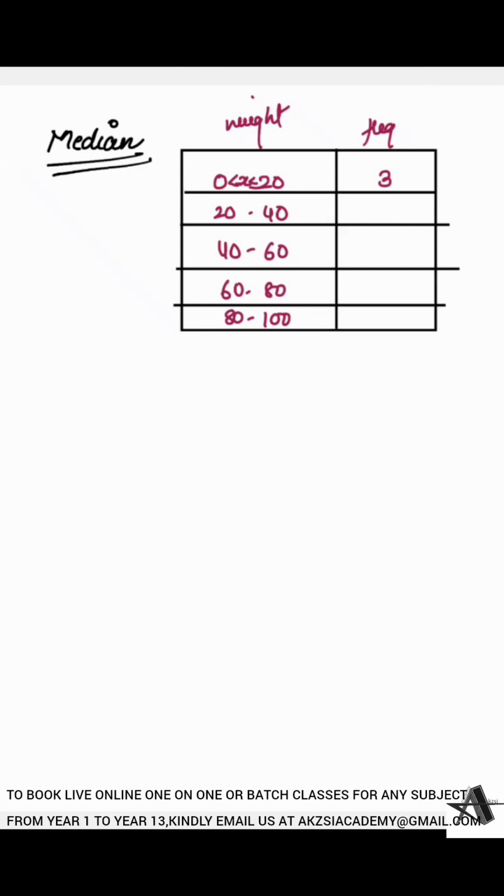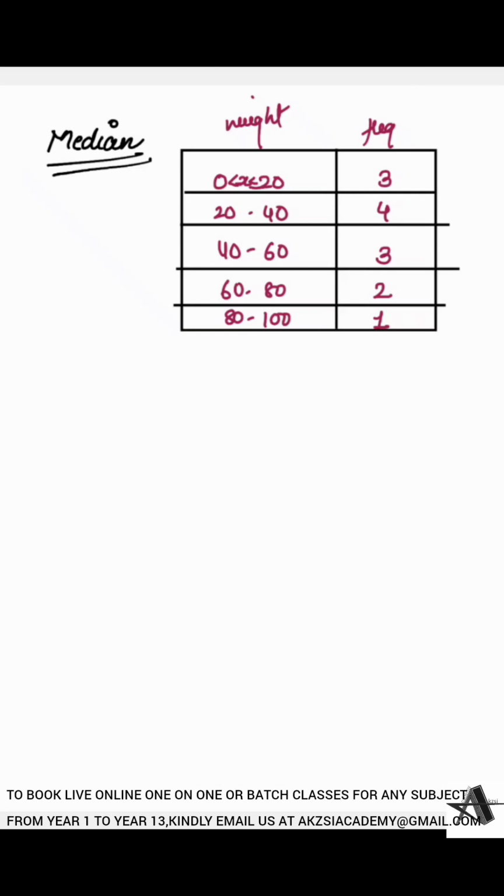Then between 20 and 40, maybe there are 4 packets or 4 food items, whatever it is. Suppose there are 3 that have a weight between 40 and 60, 2 items between 60 and 80, and 1 item between 80 and 100. This is how you make a table, right? This is the tabulated form when you arrange data in a particular order.